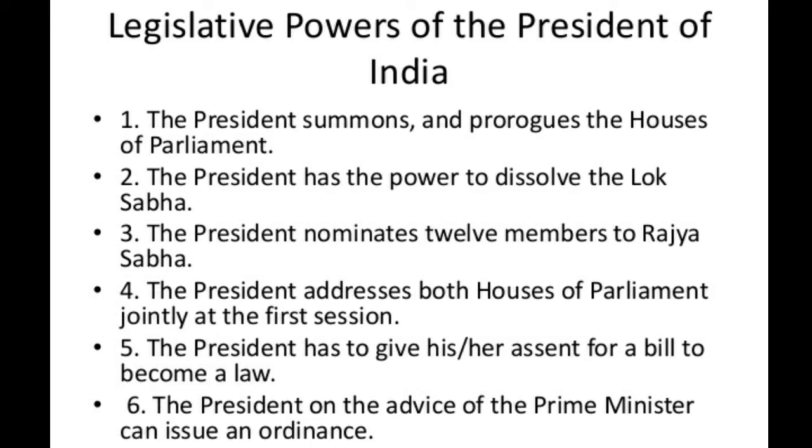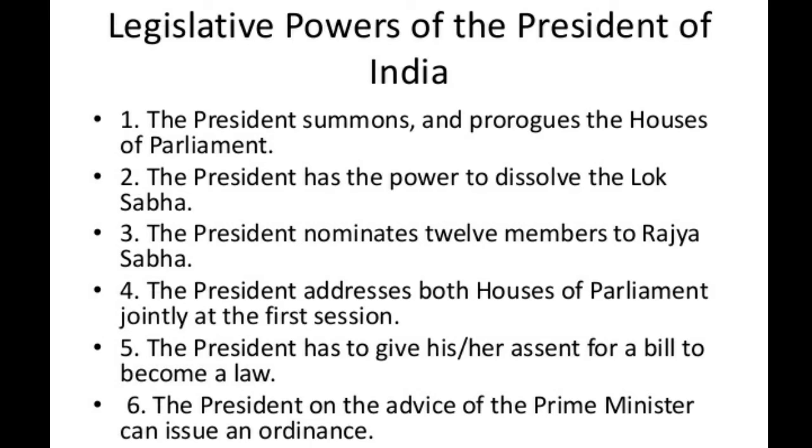Next, he can issue an ordinance in case the Parliament is not in session or in case some official work requires an immediate legislative action. So these are the legislative powers. One or two more are there, but this is class 8 standard, that's why only this much is given.